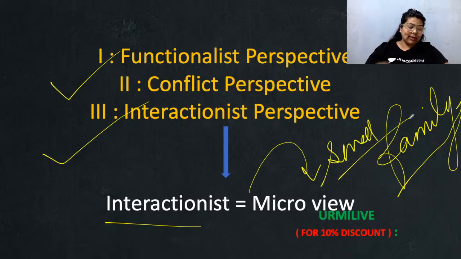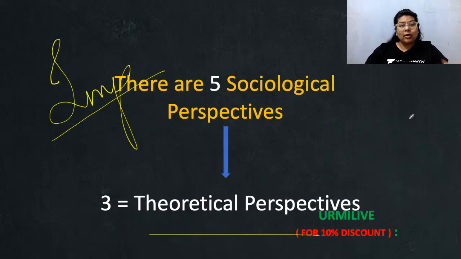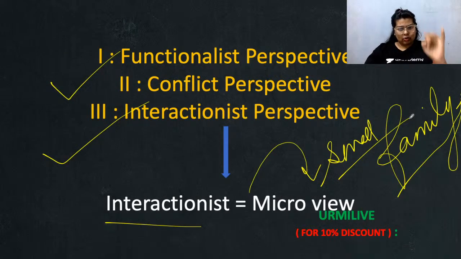A small thing, a micro thing. All right. These 3 are the theoretical perspectives: functionalist, conflict, and interactionist. Okay. Is this clear, beta?